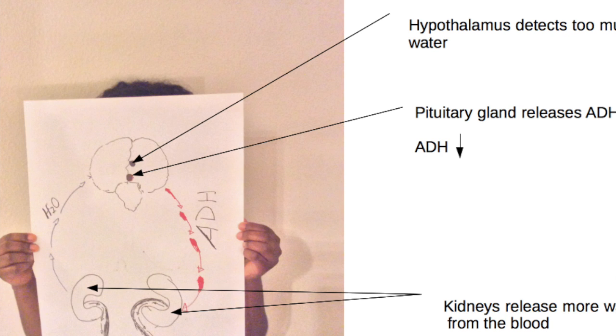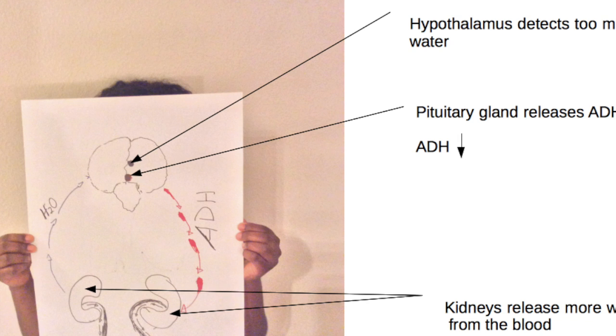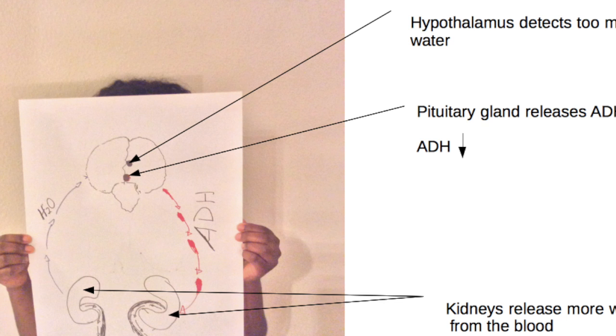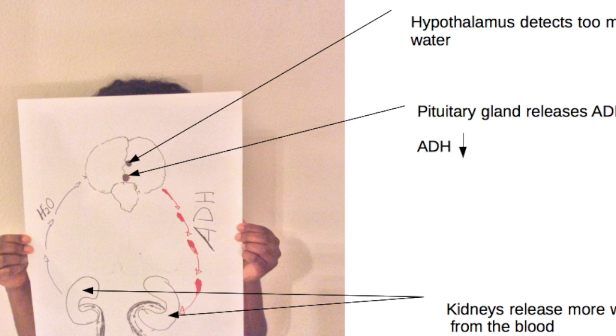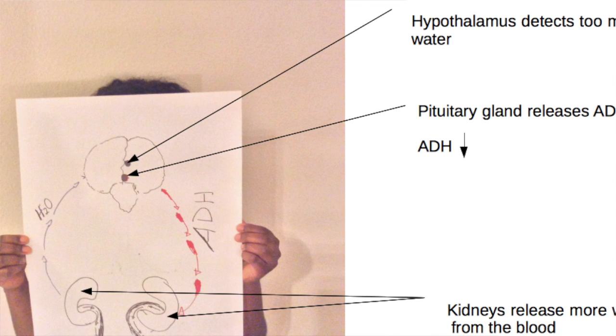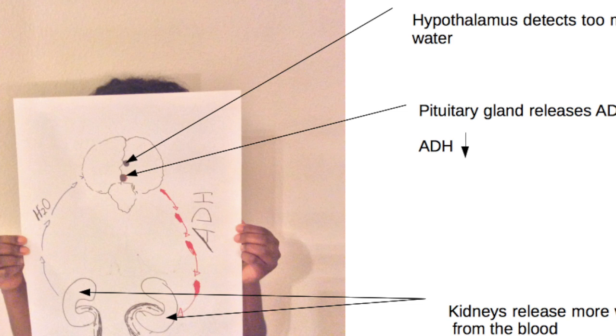And this is a perfect example of negative feedback in maintaining homeostasis. Because here, what the negative feedback does is, as the level of water in the blood falls, it ensures that the amount of ADH rises, and on the other hand, as the level of water in the blood rises, negative feedback ensures that the amount of ADH falls.